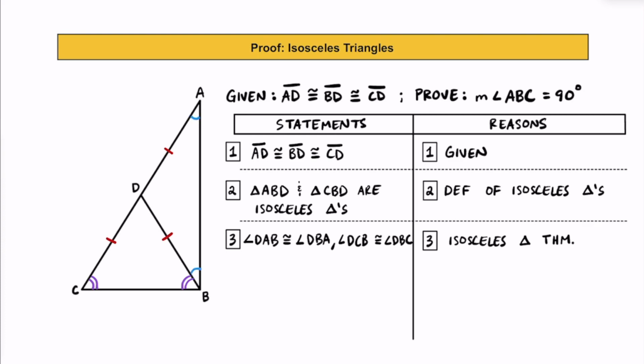Looking at the other triangle, if we know that this is isosceles because this segment here is congruent to this segment here, that lets us know by the isosceles triangle theorem that these two opposite angles are also going to be congruent to each other.